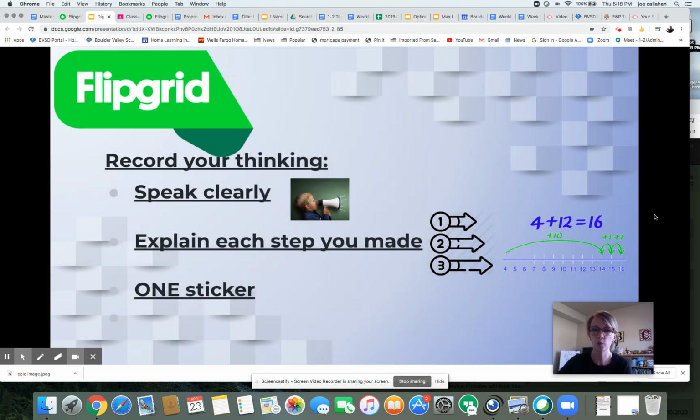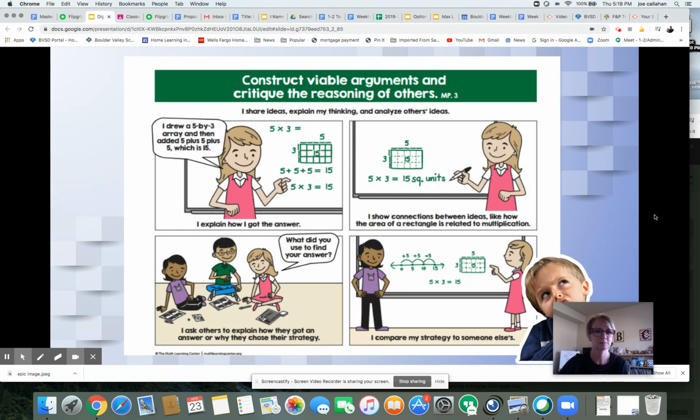All right, now when you record, just like when we record something on Seesaw in school, you need to speak clearly so we can hear you. Make sure you explain each step you took as a mathematician. And what's fun about Flipgrid is you get to use stickers. Remember, you can use 1 sticker. How many? 1 sticker. You got it, mathematicians.